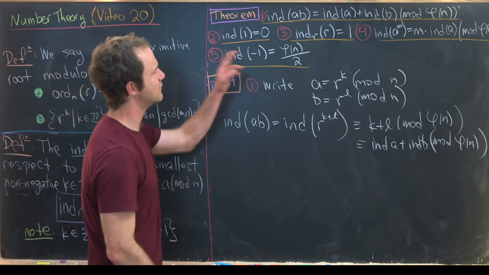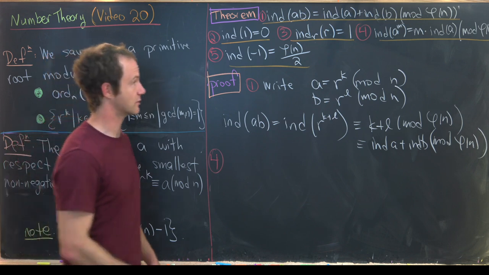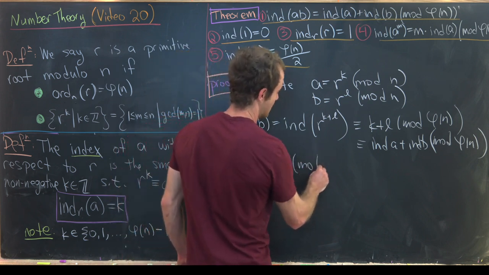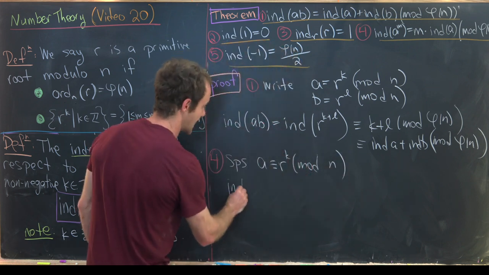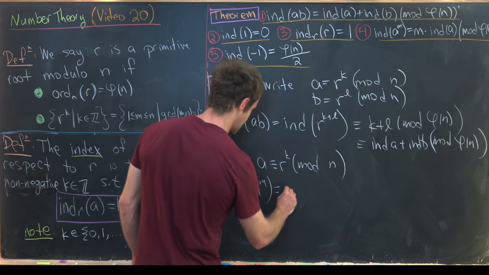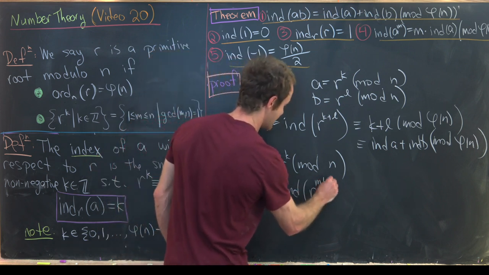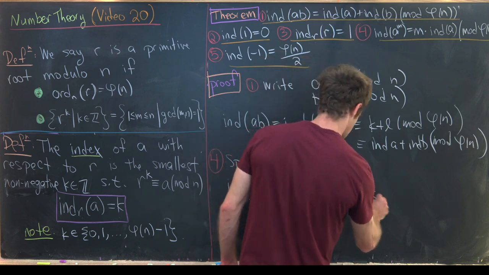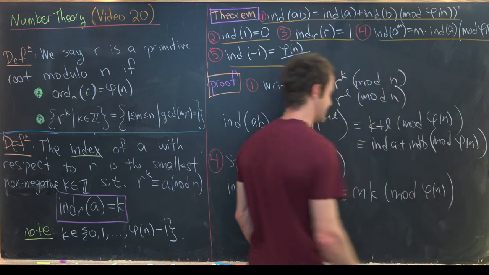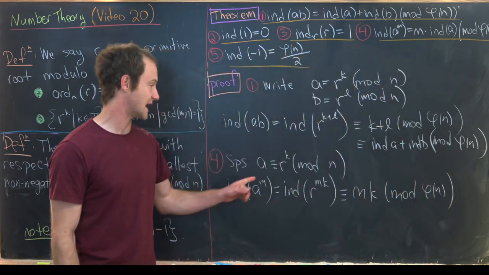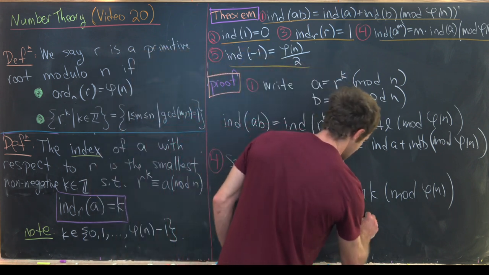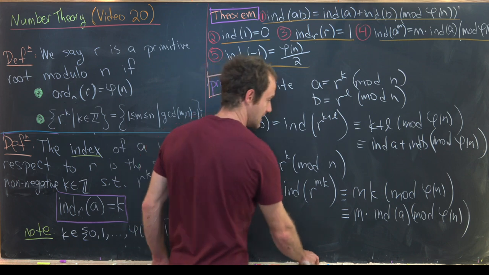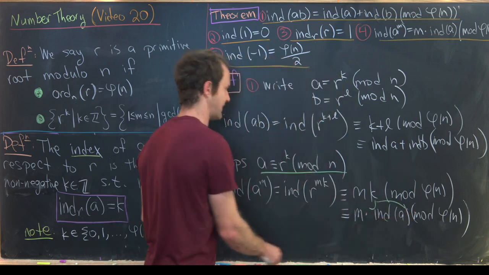Okay, so now let's maybe move on to the fourth, which will have a pretty similar proof. So let's suppose that a is congruent to r to the k modulo n. And then we'll calculate the index of a to the m. Notice that's the same thing as the index of r to the mk, again by exponent rules, but that's exactly equal to mk modulo phi of n by the definition of the index. But then k is the index of a, so we can just make that replacement. This is m times the index of a mod phi of n, where again, this k is the index of a by this fact right here.